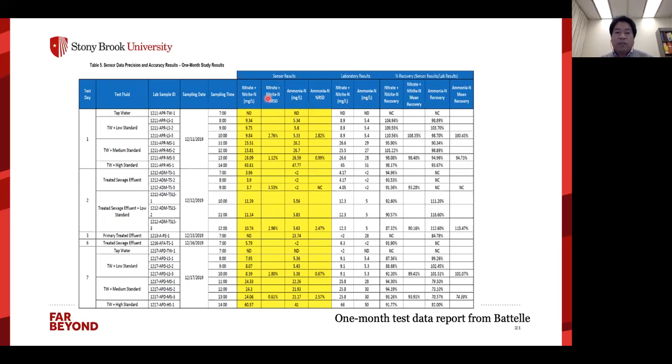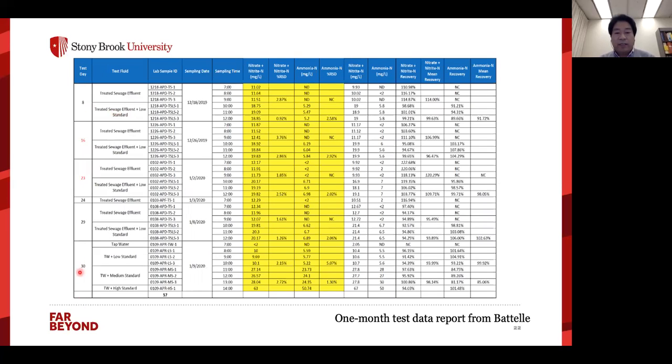Okay, this column, that is the precision for nitrate plus nitrite. This column is the precision for the ammonium measurement. We can see it's from day 1 to day 7 in this table. Okay, next table, that is from day 8 to day 30, the whole month test. Along the whole month test, we can see the precision for sensor performance is really good.